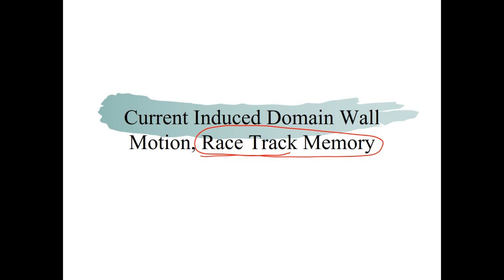The racetrack memory's basic working principle is current-induced domain wall motion. That means the domain wall can be moved by the current because of the spin transfer torque, or there is another way called the spin-orbit torque. So first I want to explain the meaning of the racetrack memory and what its advantages are, and then I'm going to explain the physics of the current-induced domain wall motion by the spin transfer torque or other kinds of torque.